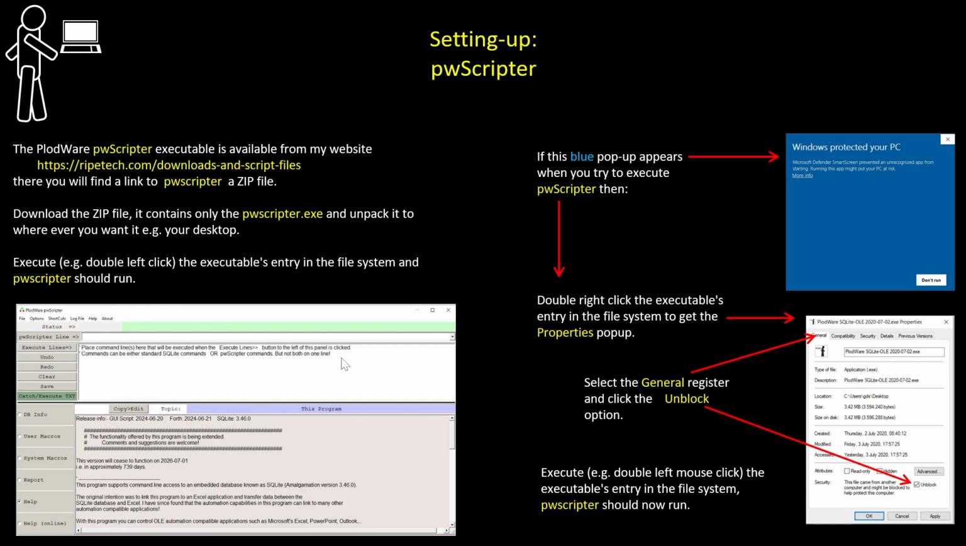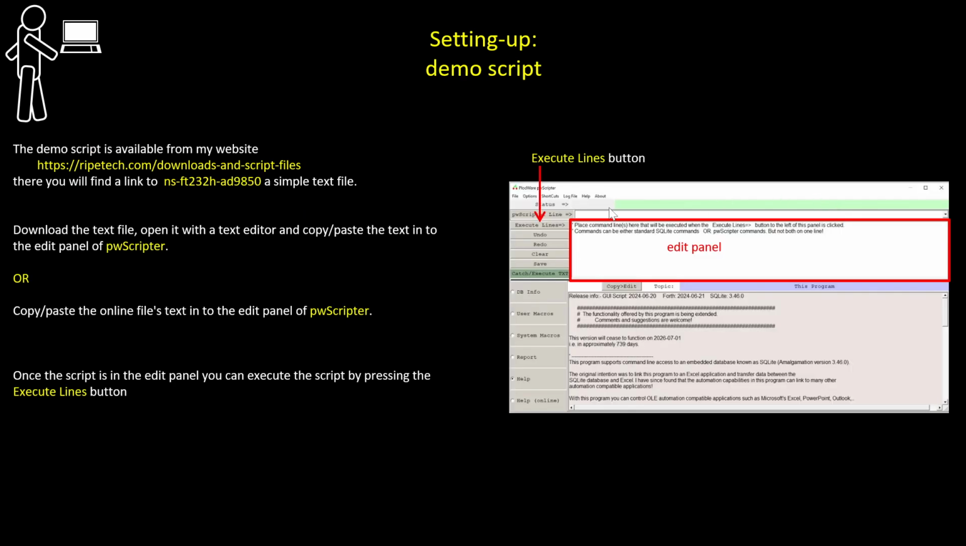This should appear. If this does not appear and you get this blue screen, Windows protected your PC, no big deal. Double right click on wherever you've put the executable in the file system to get the properties menu or pop-up. Select the general register and then down here tick unblock. That's all you have to do if you have the blue screen problem. That's setting up PWScripter.